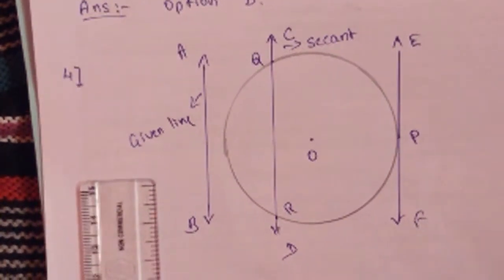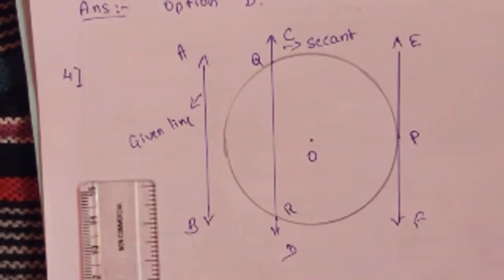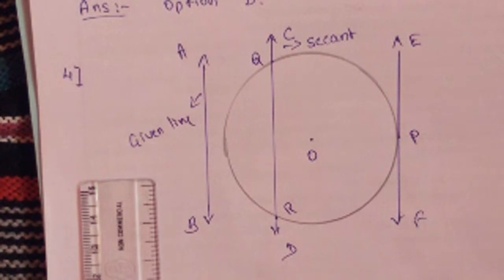This is about the first exercise: the given line, secant, and tangent. Okay, thank you everyone. I will explain the remaining in the next class.